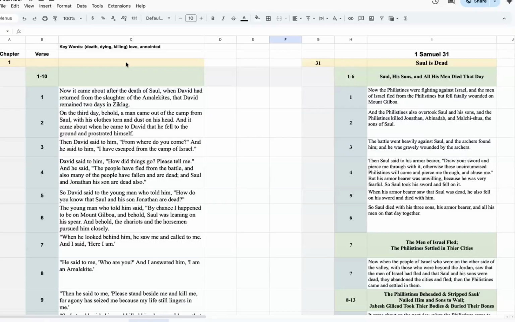So starting out in 1 through 10, "Now it came about after the death of Saul." So I'm going to be marking all of my time phrases: after the death of Saul, when David had returned from the slaughter of the Amalekites, that David remained 2 days in Ziklag. On the third day, behold, a man came out of the camp from Saul, with his clothes torn and dust on his head. And it came about, when he came to David, that he fell to the ground and prostrated himself. Then David said to him, "From where do you come?"